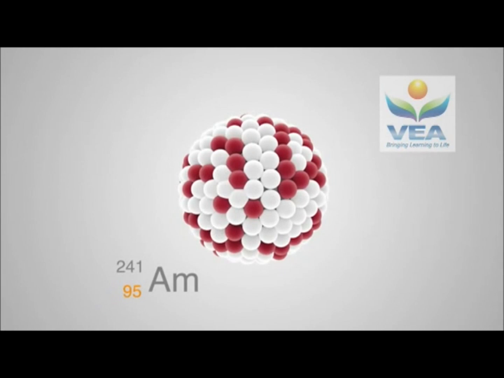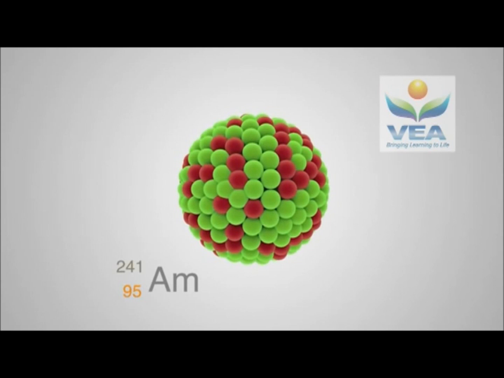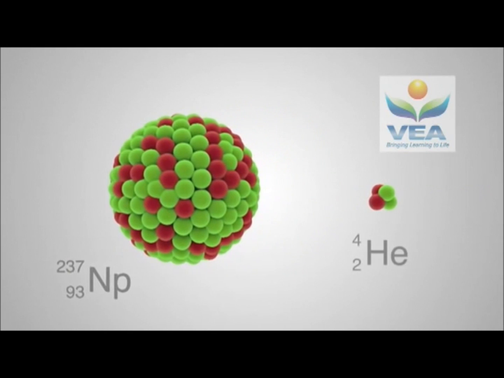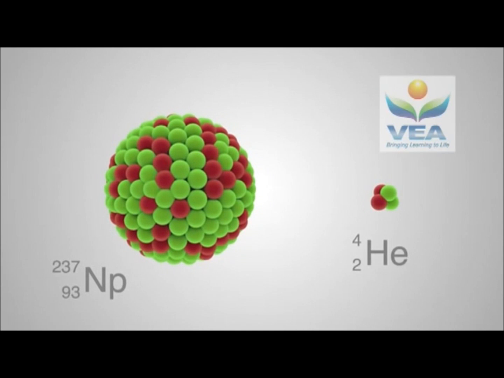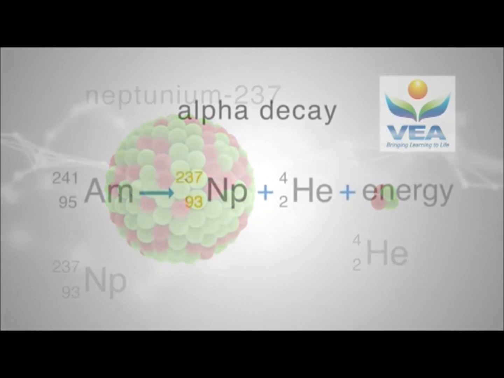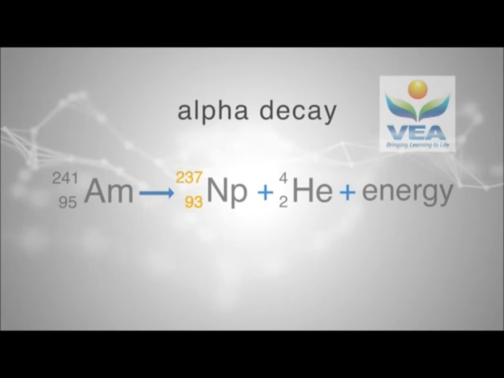The parent nucleus contains 95 protons and 146 neutrons, making a total of 241 nucleons. When an americium atom decays by ejecting an alpha particle, the remaining nucleus has only 93 protons. This is a new element called neptunium-237. The decay equation looks like this. Neptunium-237 has 2 less protons, 2 less neutrons, and 4 less nucleons overall.